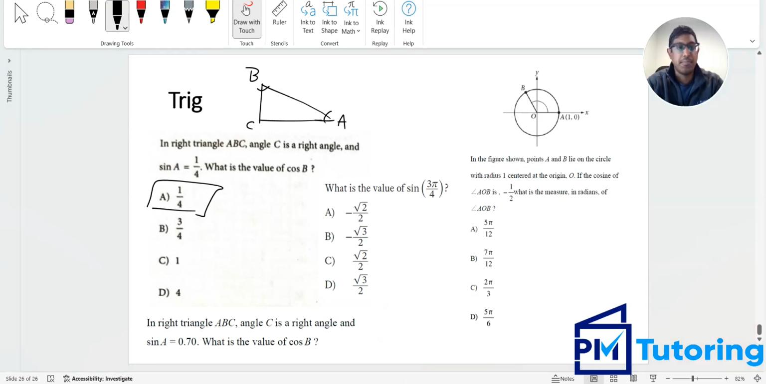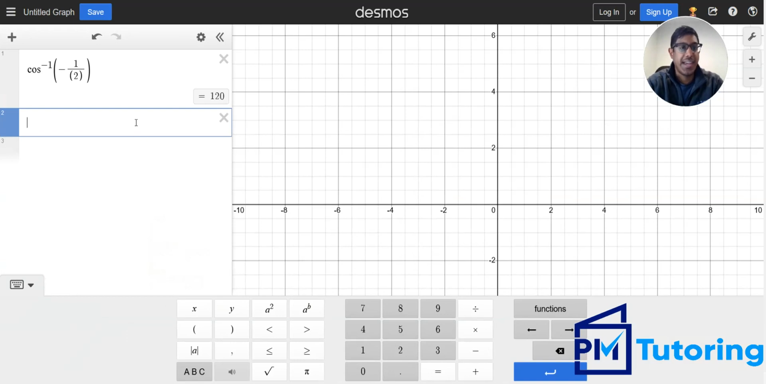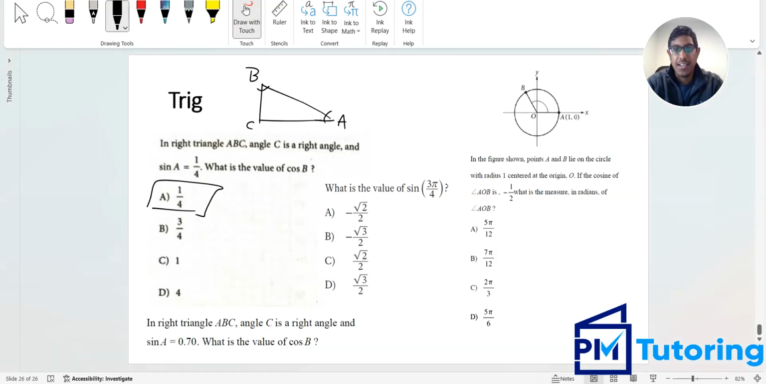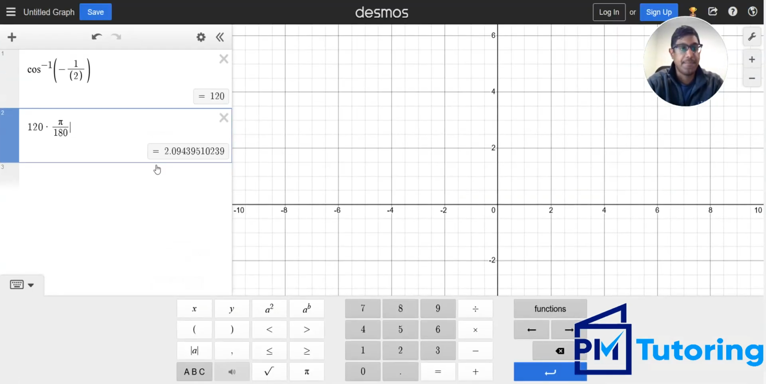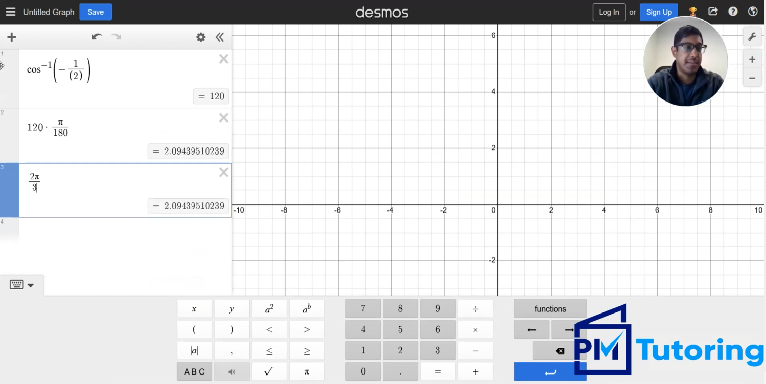Well, angle AOB is 120. And remember, to convert from degrees to radians, we just multiply by pi over 180. So times pi over 180, which is 2.09. And we'd figure out which is equivalent to that. So 2 pi over 3, which does happen to be our answer here. Answer choice C does match up.